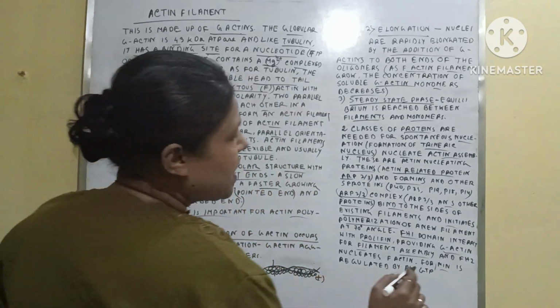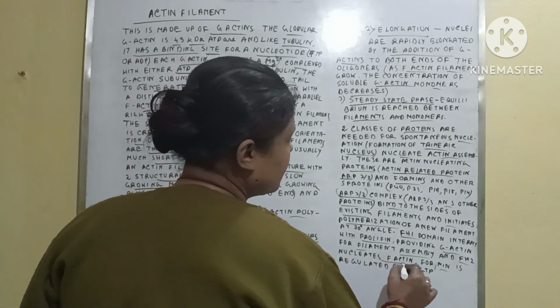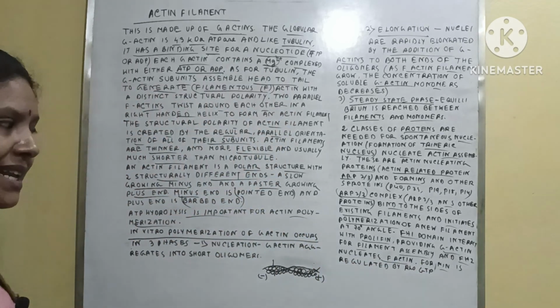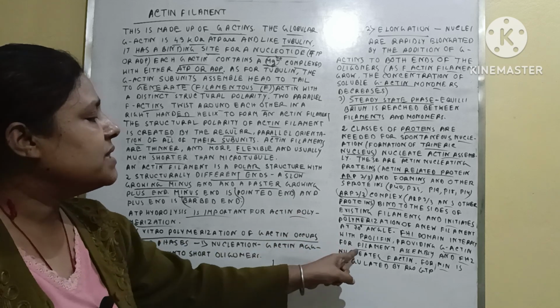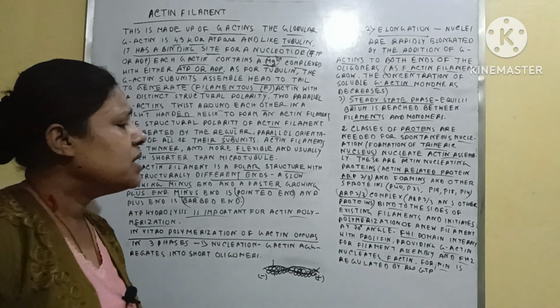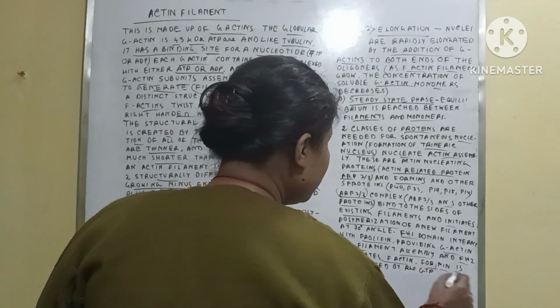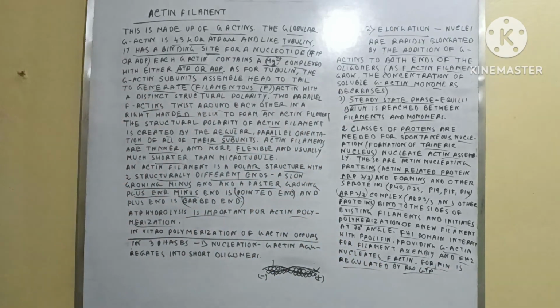And FH2 nucleates F-actin. FH2 is another domain, which is also part of the formin. It helps in the nucleation of F-actin. Clear? And formin is regulated by Rho GTP. The total function of the formin is regulated by Rho GTP.